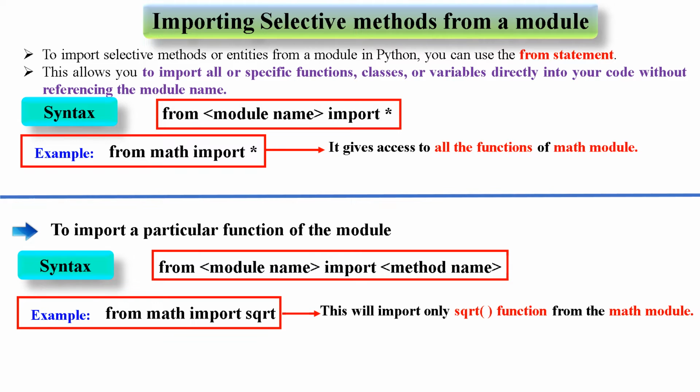Next is to import a particular function of the module. Syntax is: from module name import method name. Example: from math import sqrt. This will import only the sqrt function from the math module.